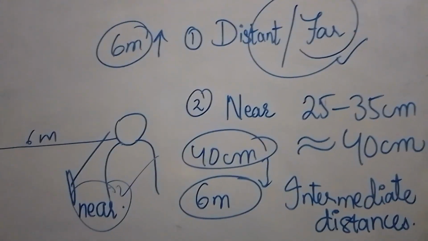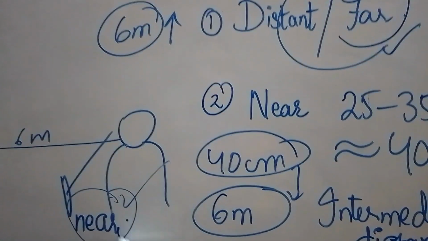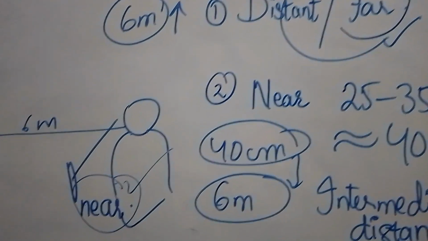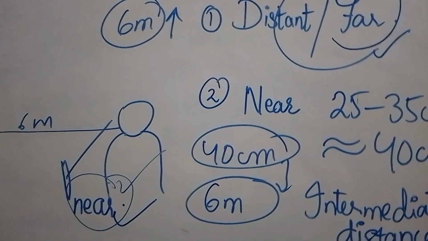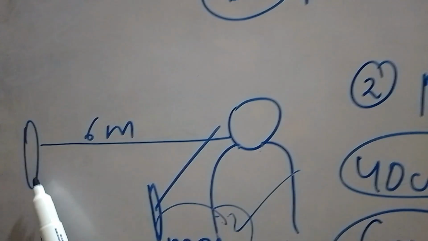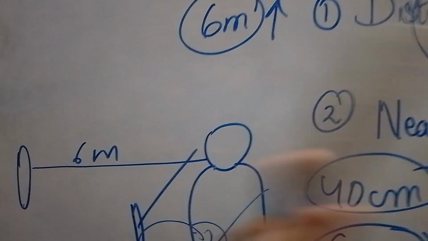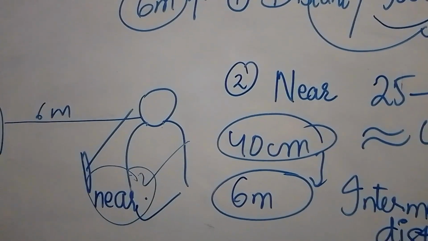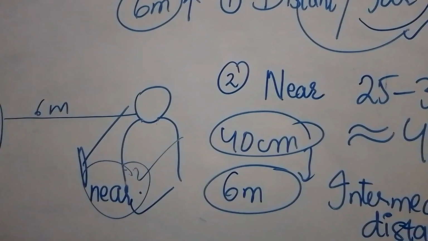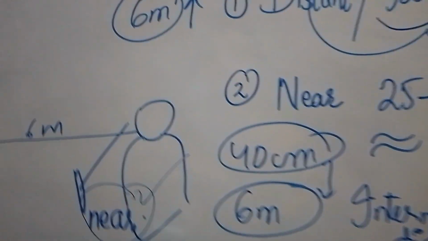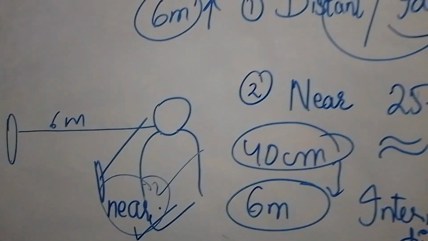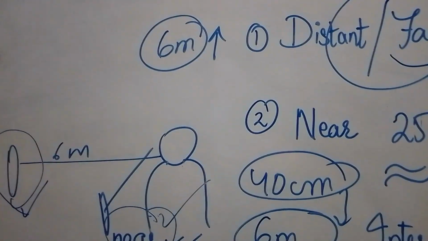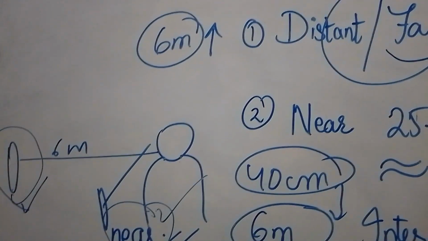We need more accommodation or more power while we are viewing the near object. We need less power compared to the near when there is almost relaxed accommodation, when we are viewing anything at a distance of 6 meters or more. If you consider someone working in an office, while he is reading some documents, that will be the near distance. While he is viewing something outside the window, it will be his distant image or distant focus.